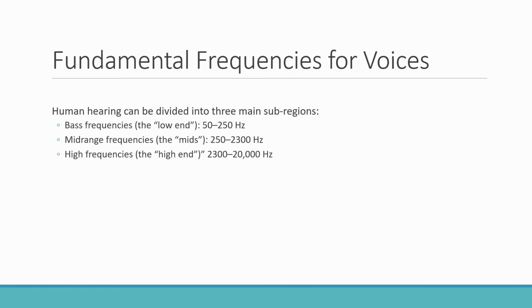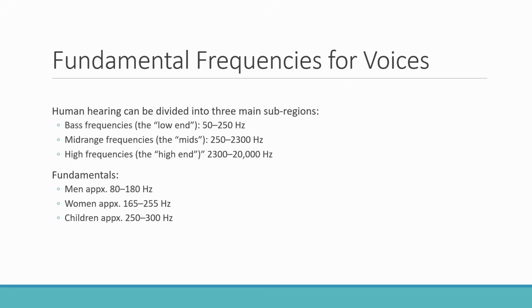The fundamental frequencies for human voices are in the low end and the lower part of the mid-range and are generally different between men, women and children. You can think of the fundamental frequency as the frequency anchor that a person's voice is based on. It's not just that one frequency though, it's also made up of other frequencies all combined to make that person sound like them. For men, the fundamental frequencies are approximately in the 80 to 180 Hz range. For women, this is about the 165 to 255 Hz range, and for children, approximately 250 to 300 Hz.